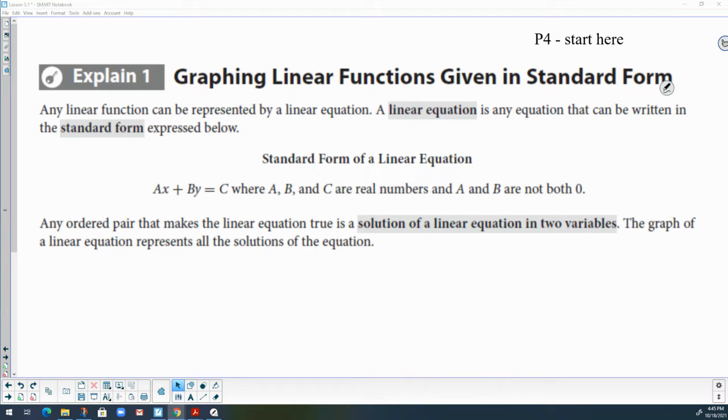Hi everyone, I'm just going to make a few short little videos today, just going over the lesson, just to make sure that you understood what was being taught. So the first thing that I'm going to just talk about is standard form.